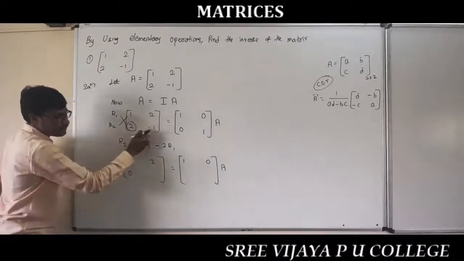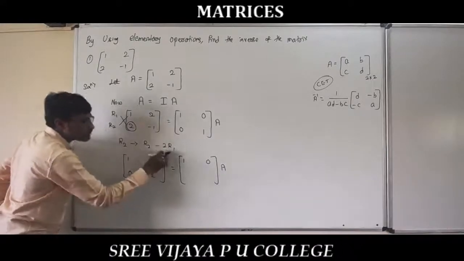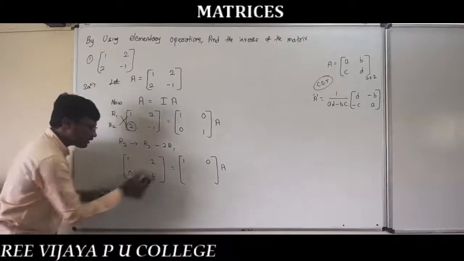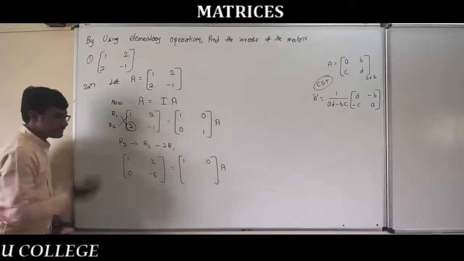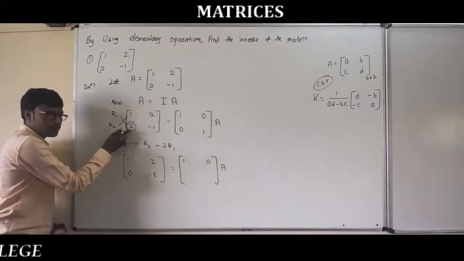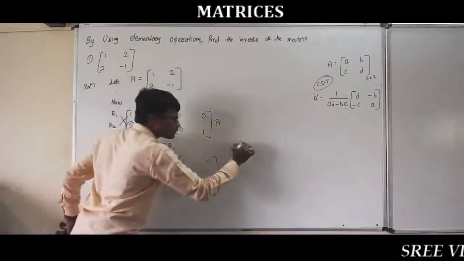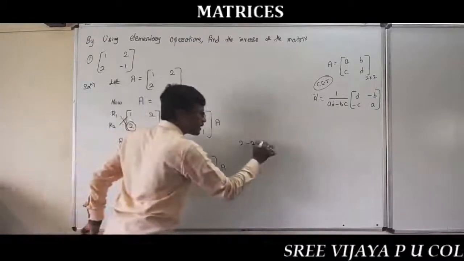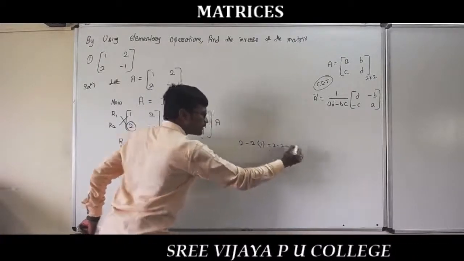Now this element: for minus 1, R1, R2 minus 2 times R1. 2 times 2 is 4. Minus 1 minus 4 is minus 5. You got that one. See, R2 is 2, minus 2 times the corresponding R1 element, which is 1. So 2 minus 2 into 1, 2 minus 2 is 0.